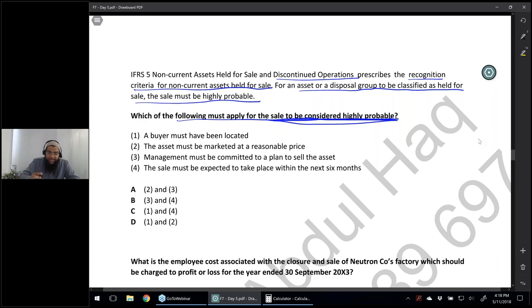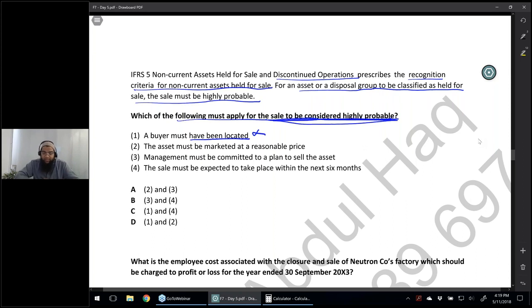So let's see. The question says that a buyer must have been located. Is it necessary that the buyer must have been located? No. An active program should be there to locate a buyer. If we are actively searching for a buyer, the criteria is met.